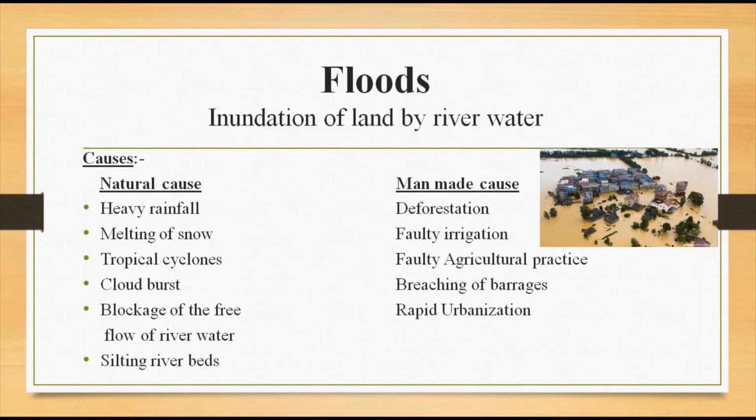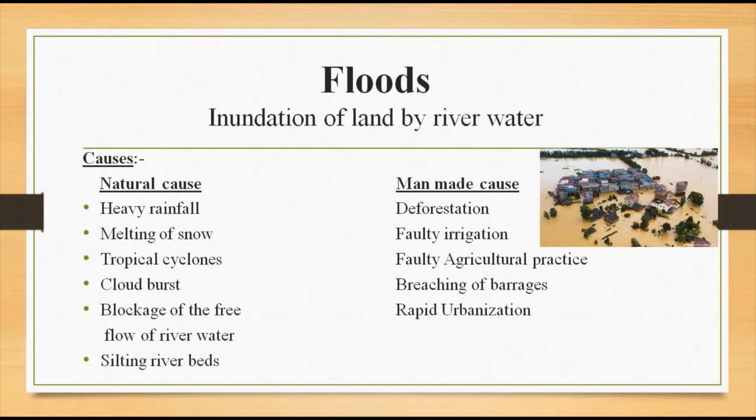Rapid urbanization. Because of urbanization, we do not look at nature. Continuously we damage nature. How much will it bear? So one day it will get angry and show its anger in this way. So because of our greediness, it is happening. So these are the causes for the flood.